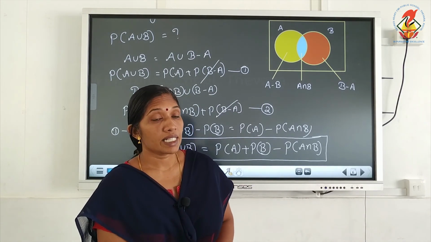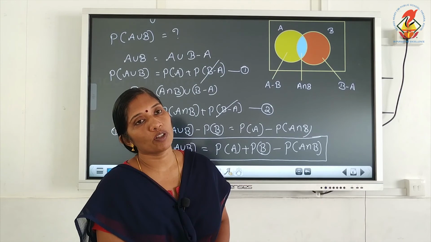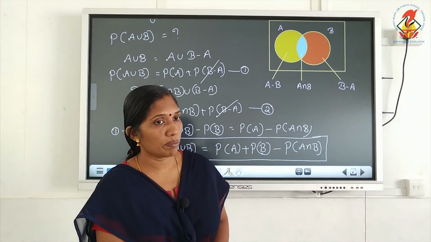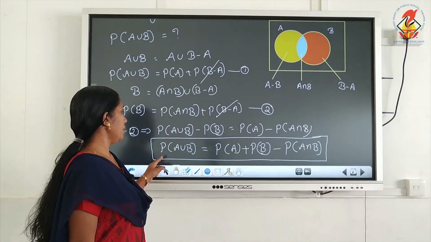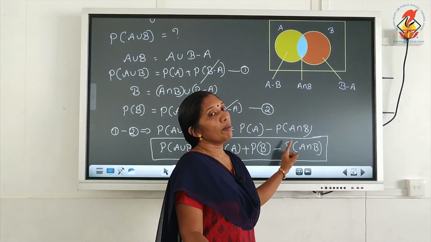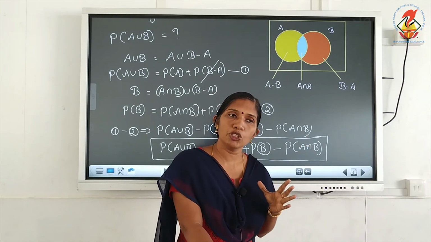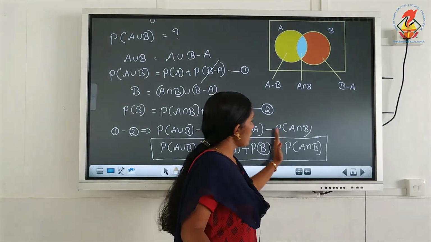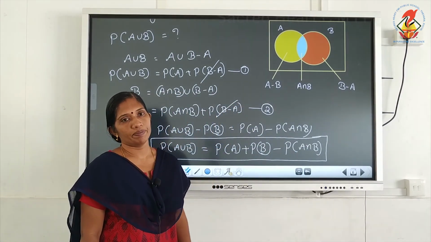As in the first chapter, N of A union B is N of A plus N of B minus N of A intersection B. That is the number of elements. In the same way, probability of A union B is probability of A plus probability of B minus probability of A intersection B. If A and B are mutually exclusive, then this last term becomes 0. So, it is P of A plus P of B.